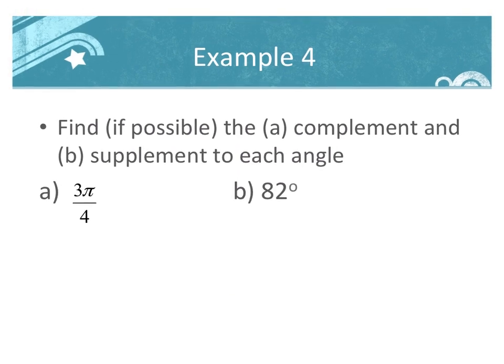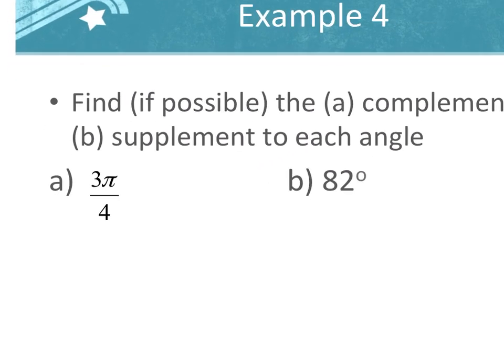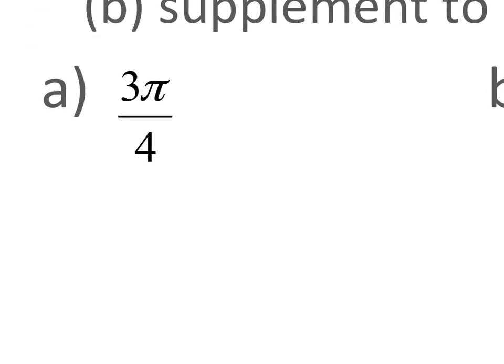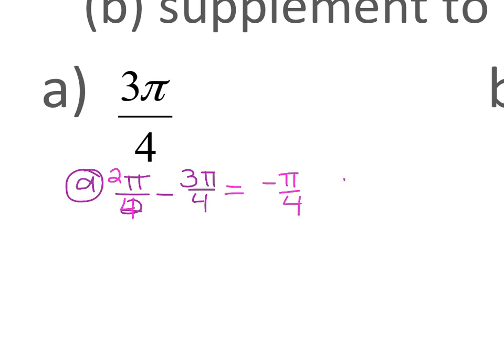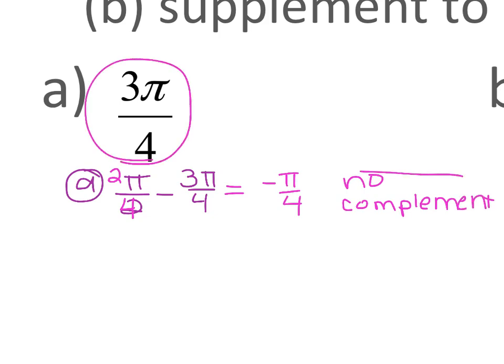All right, example 4. Find, if possible, A, the complement, and B, the supplement of each angle. For A, this is in radians. So to find the complement, I would do pi over 2 minus 3 pi over 4. Convert this to 2 pi over 4, and I end up with a negative pi over 4. So I know there's no complement. You can actually catch that at the beginning and save yourself the work. If what you start with is bigger than a half pi, then there's going to be no complement. But if you don't catch it, do the work and get the answer. If it's negative, rule it out.